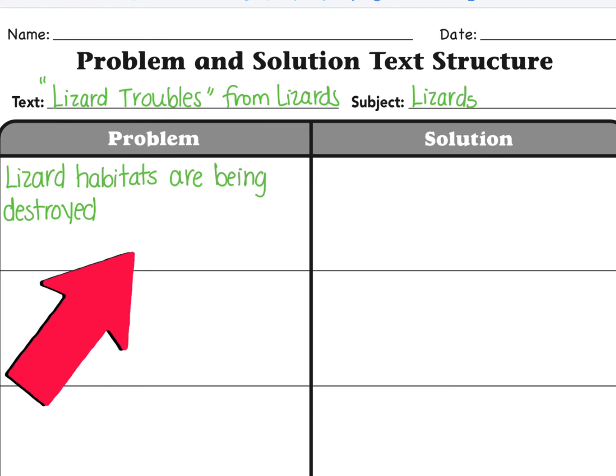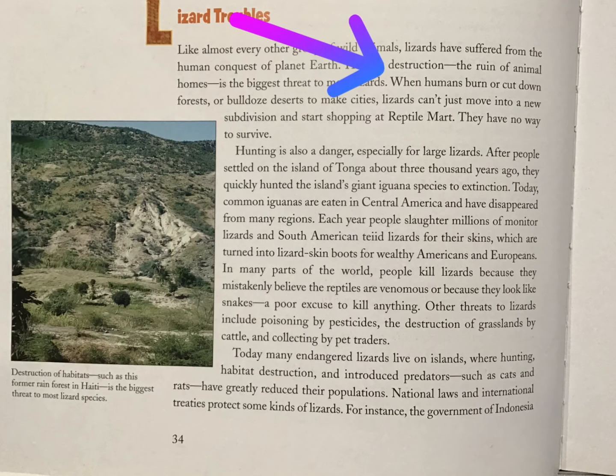Now remember, with the problem-solution text structure, when we go back to the text, we'll be looking for solutions to this problem. When humans burn or cut down forests or bulldoze deserts to make cities, lizards can't just move into a new subdivision and start shopping at Reptile Mart. They have no way to survive. Hunting is also a danger.